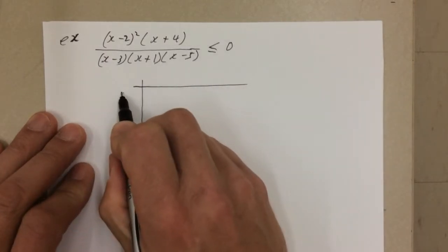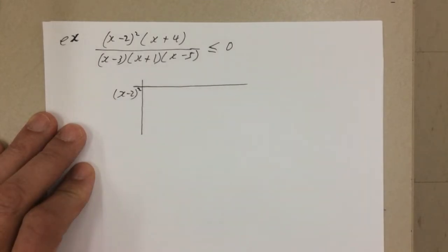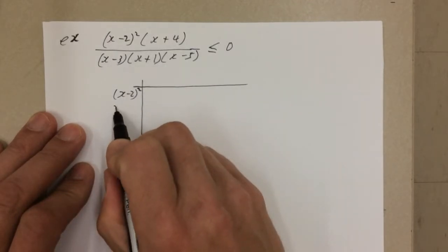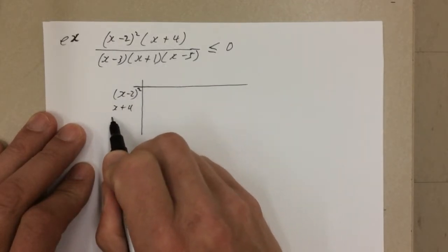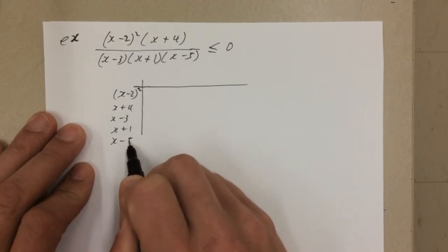Well, I'm going to put x - 2 in here, but I'm going to square it. Okay? And don't forget to look for common factors if you have to cancel something out. x + 4, x - 3, x + 1, x - 5.